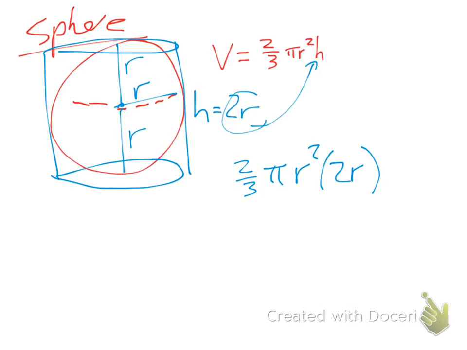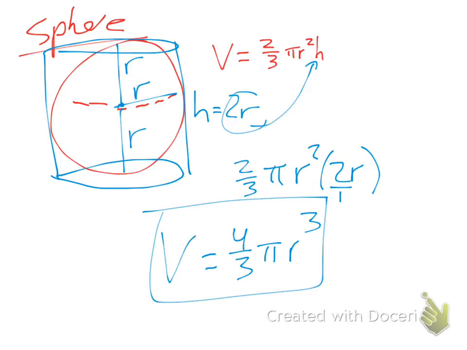And wait a minute. That means I can take the 2/3 and the 2 and multiply those together. 2/3 times 2. Okay, look, let me help you out, guys. 2/1. How do you multiply fractions? There's no problem. It's the top times the top and the bottom times the bottom. So it's 4/3, yes? Pi, and r times r times r, cubed. So the volume of a sphere is 4/3 pi r cubed.